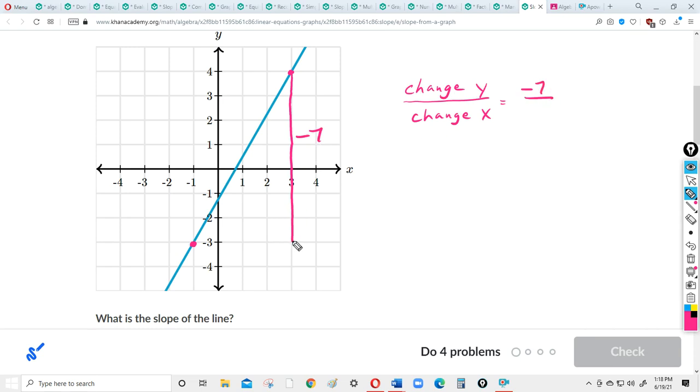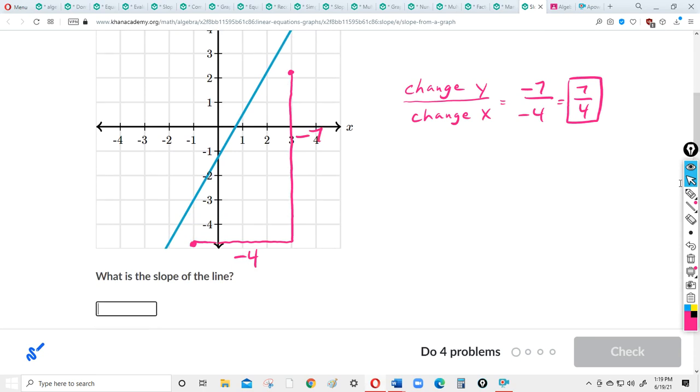And now starting from here, I'm going to go left. 1, 2, 3, 4. Remember when you go left, it's negative. So that's going to be a -4 for the change in x. If you have 2 negatives, negative divided by negative makes it positive. So +7 and +4. You just put that in the box. And I just write 7/4. That makes it 7 over 4.